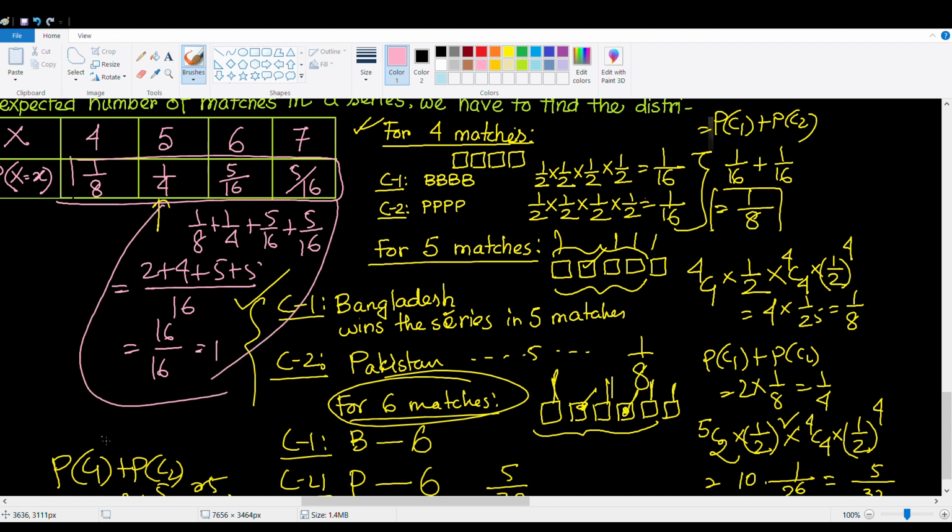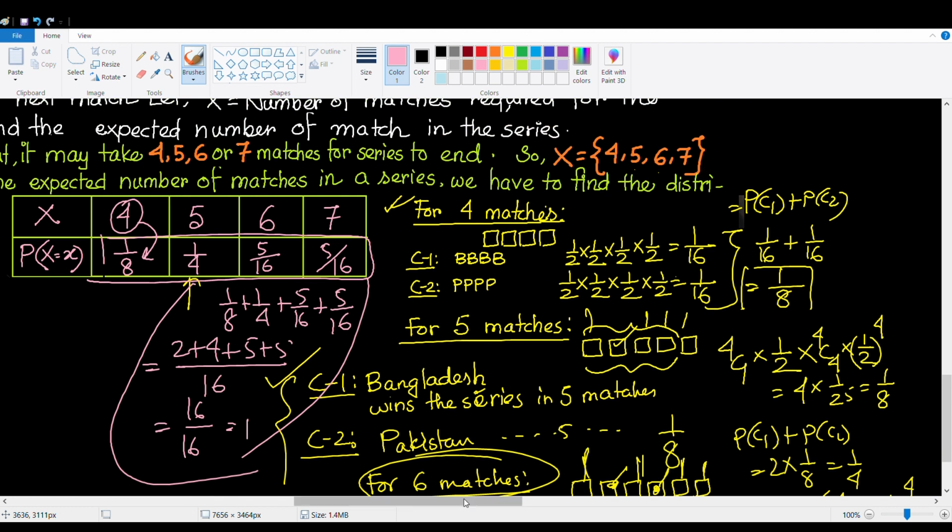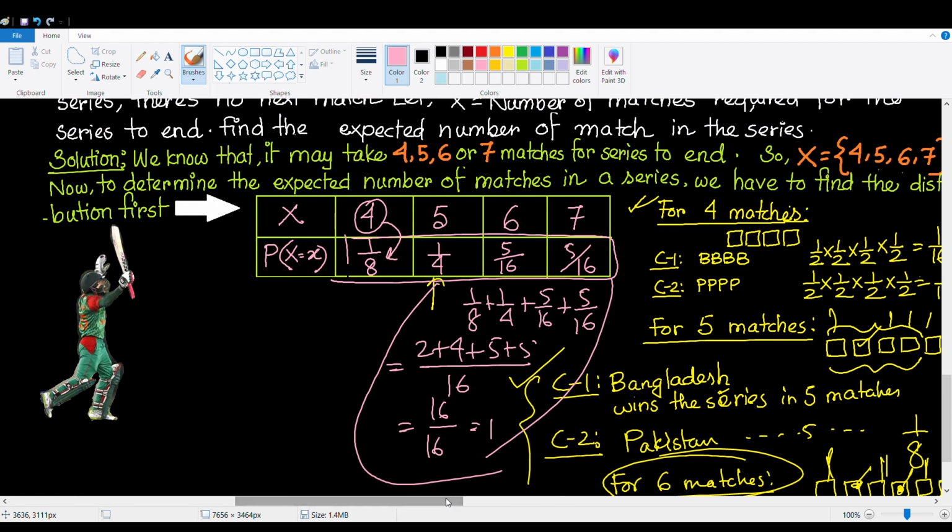So we were interested in determining the expected number of matches for the series to end, right? Now, all we have to do is multiply these variables with their corresponding probabilities and then add all of the products. So we will get 4 times 1 by 8. This is, say, E of x.